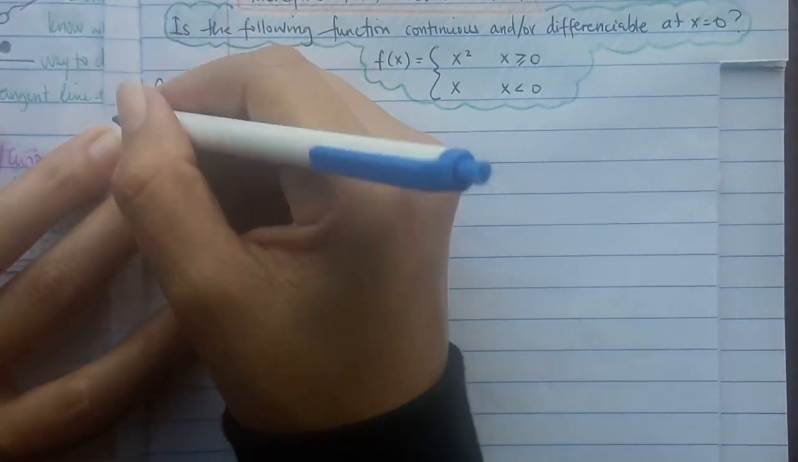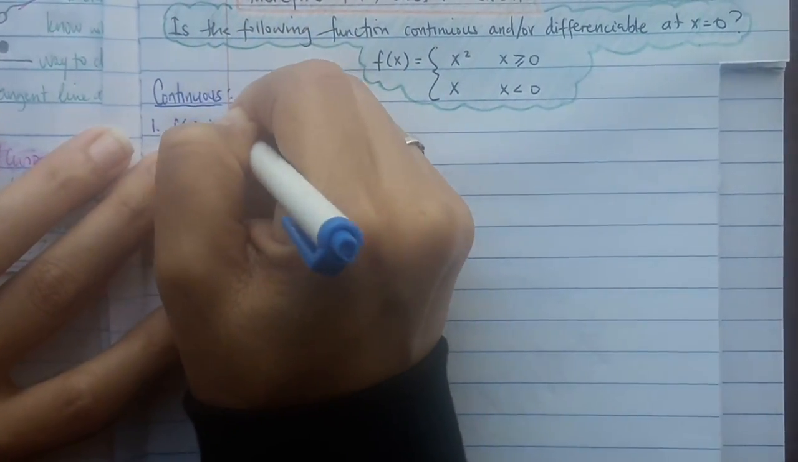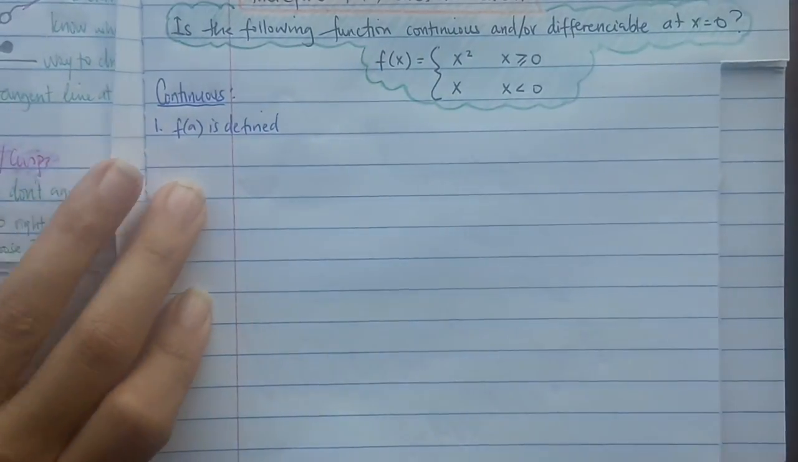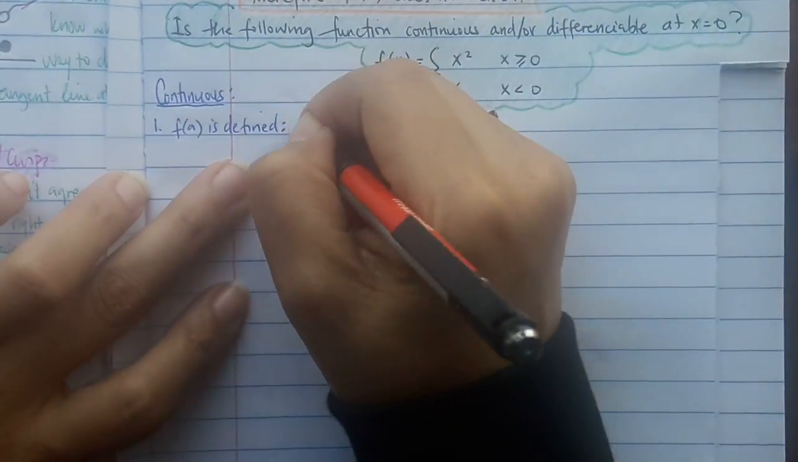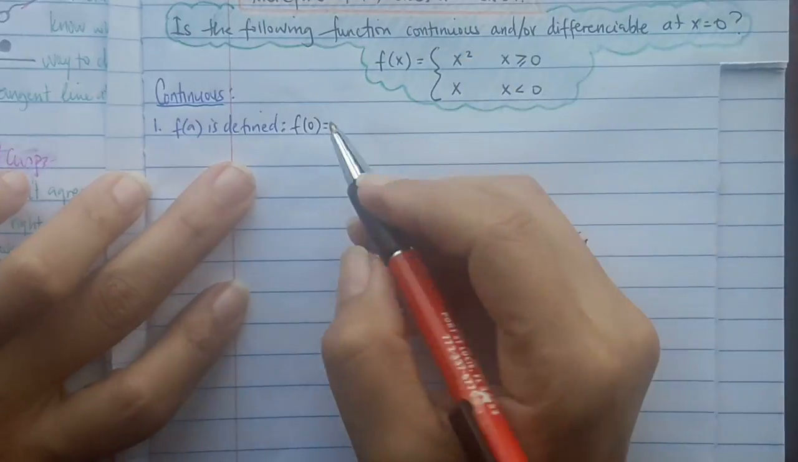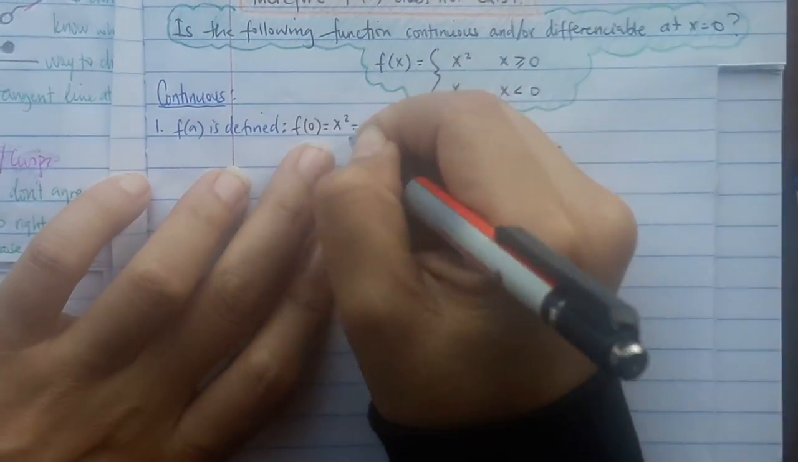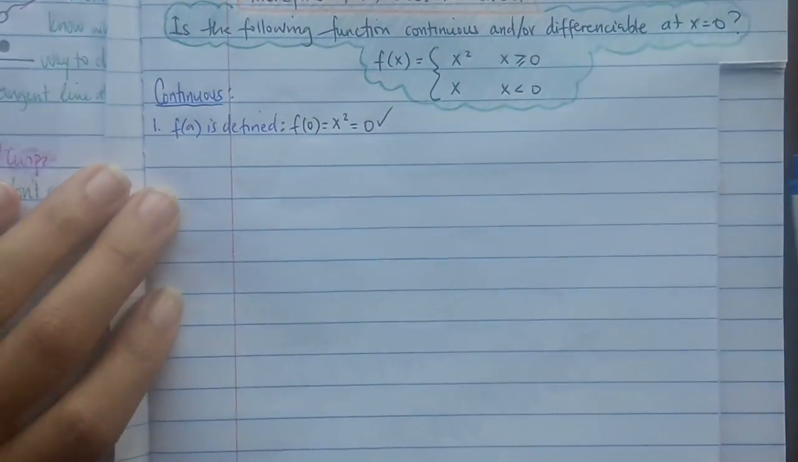First, let's take a look at whether it is continuous or not. Is f of a defined? So in this case, is f of 0 defined? Well, f of 0 is x squared, and plugging in 0, we're going to get 0. So yes, it is defined.